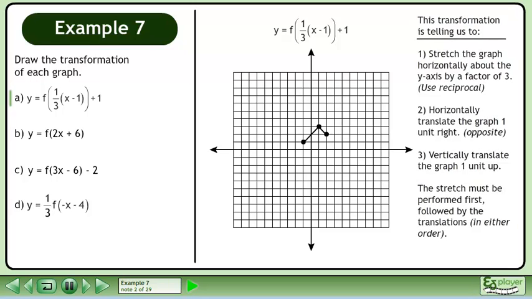This transformation is telling us to 1. Stretch the graph horizontally about the y-axis by a factor of 3, 2. Horizontally translate the graph 1 unit right, and 3. Vertically translate the graph 1 unit up. The stretch must be performed first, followed by the translations in either order.